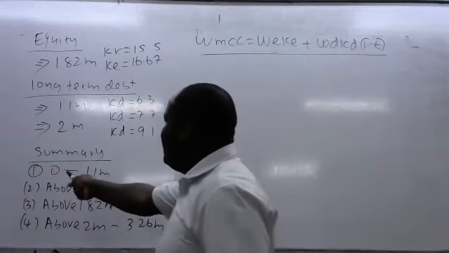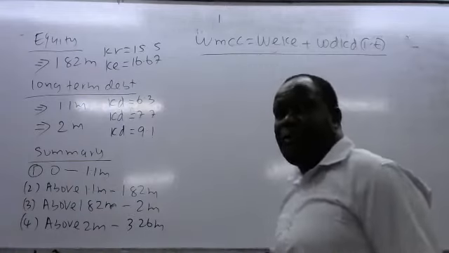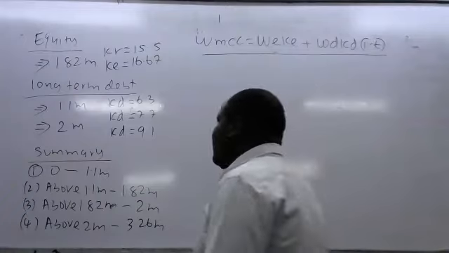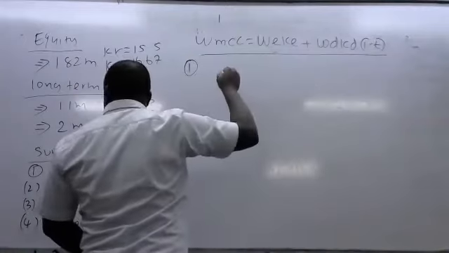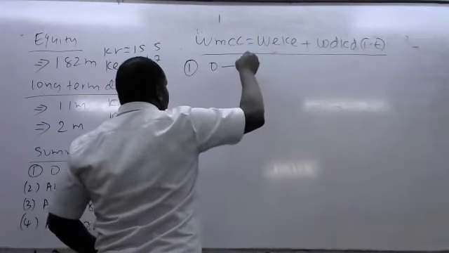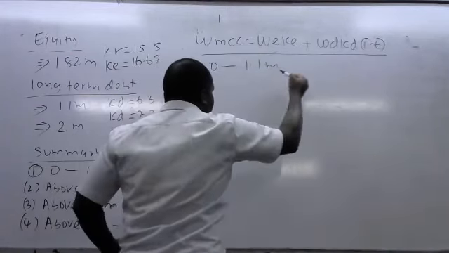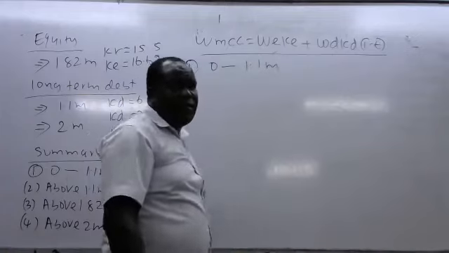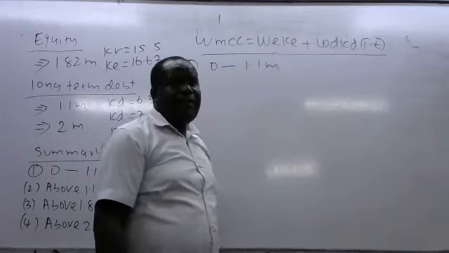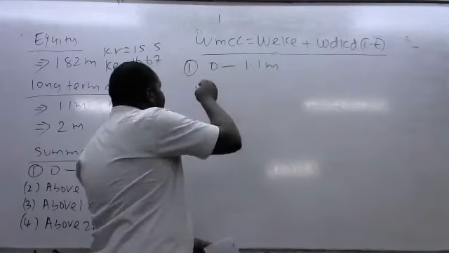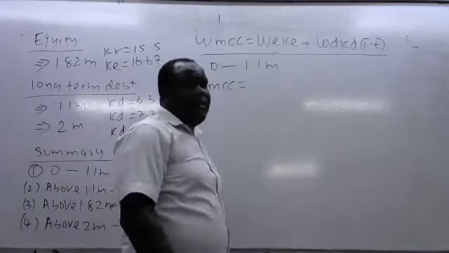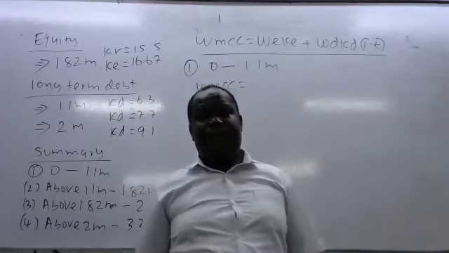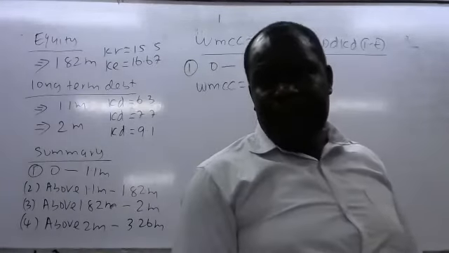So we start with the first one, which is from 0 to 1.1 million. Our WMCC, the weight for equity.